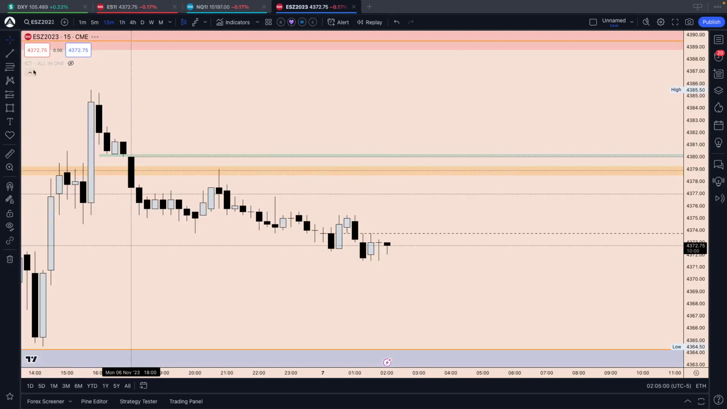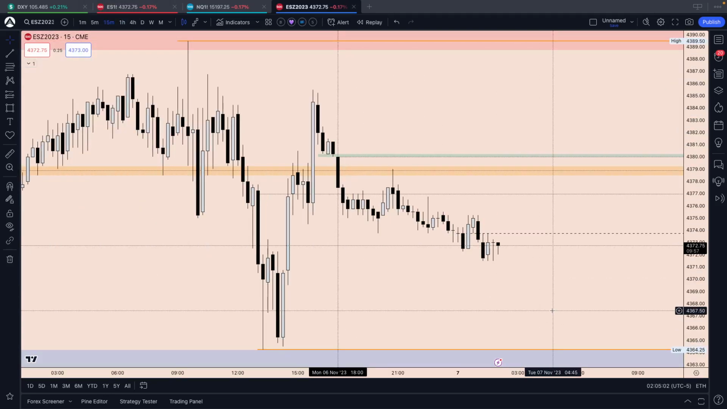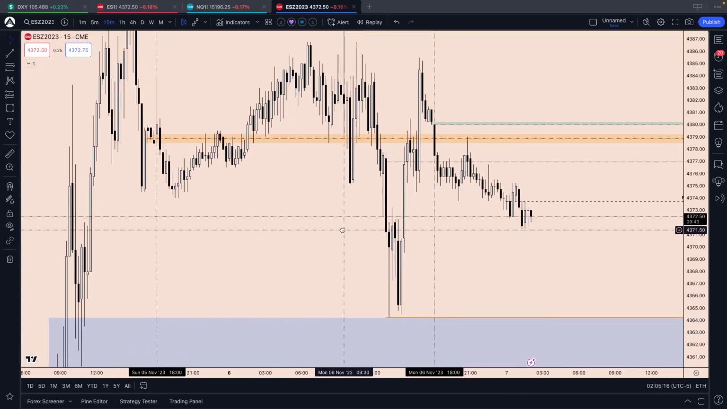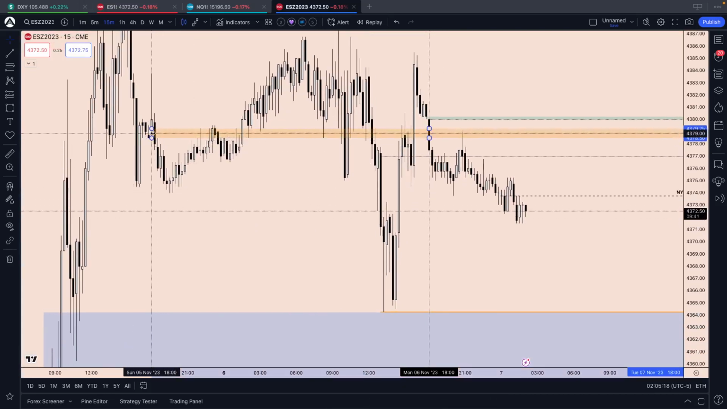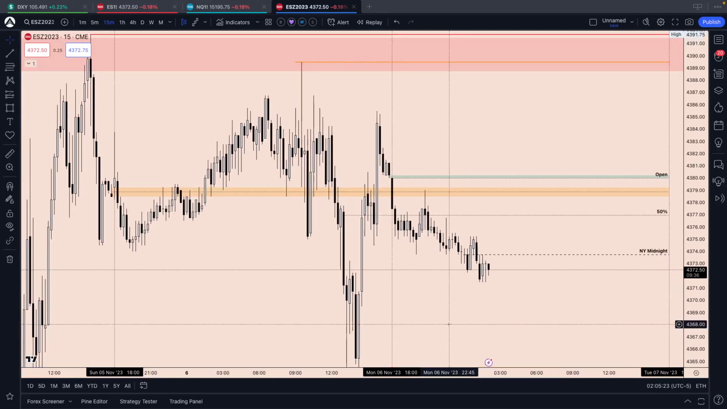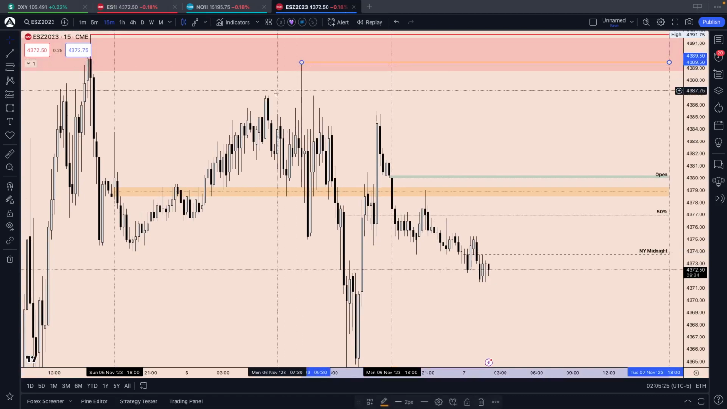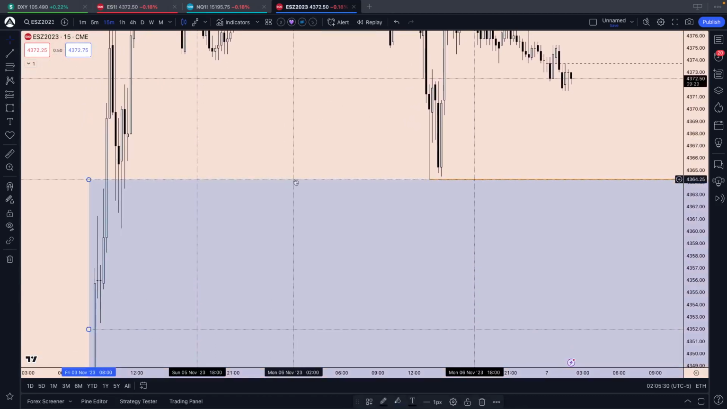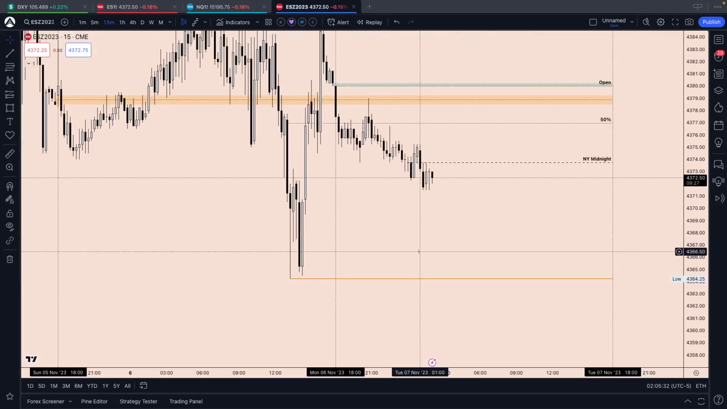Okay, let's drop it down to a 15 minute time frame now. On the 15, we got all the insights without the noise, but our main drawings originate from the hourly time frame. Here we have our new week opening gap. Let's refresh all these lines. Good. Should be done. Daily bullish value gap. We have an idea that it's down there.